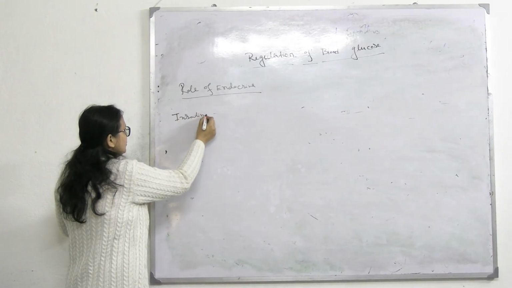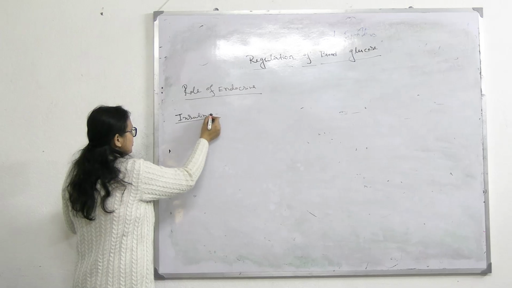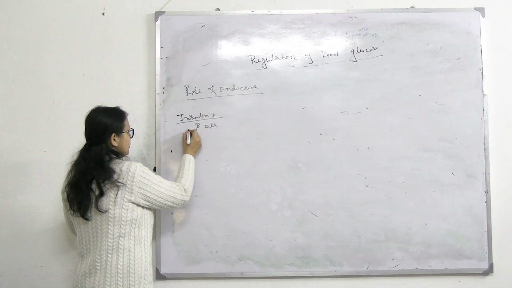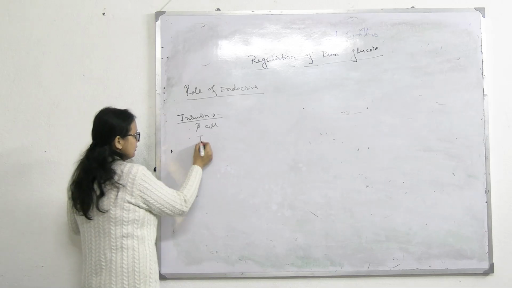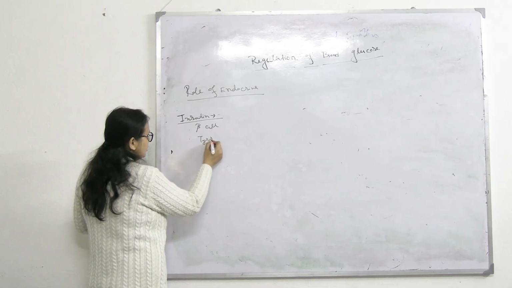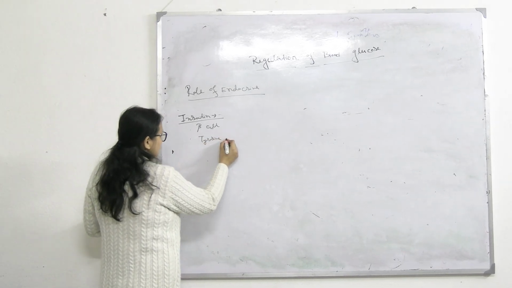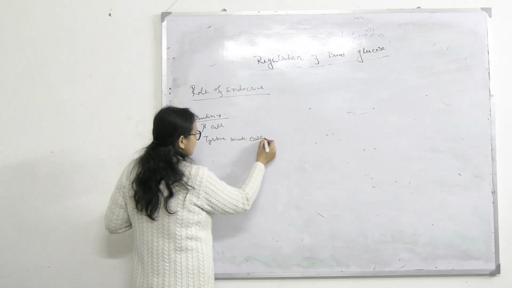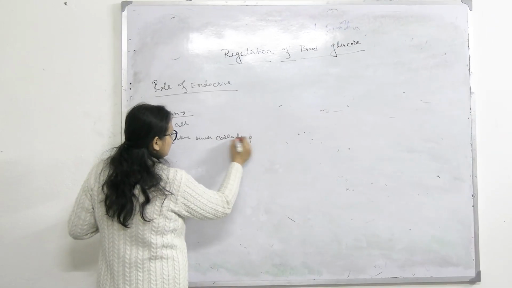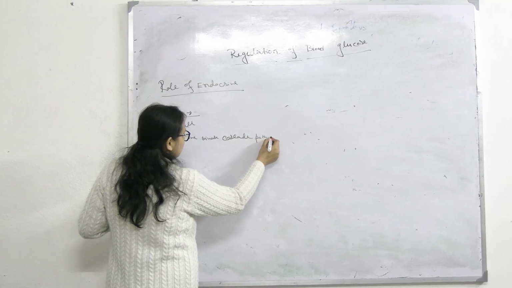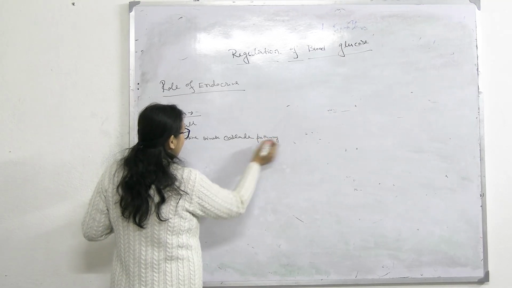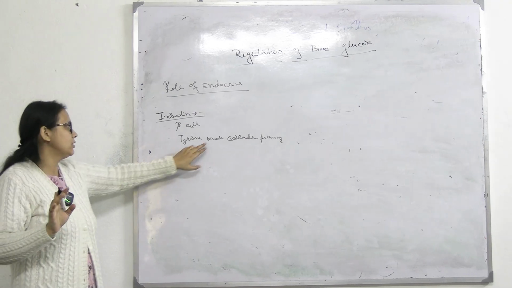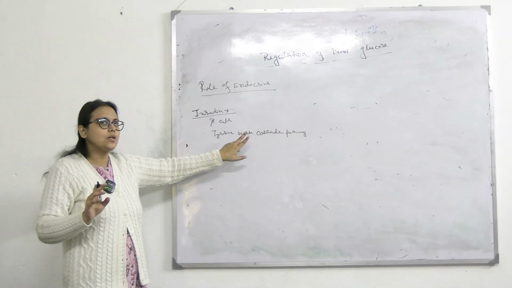Role of insulin. Insulin is also a peptide hormone secreted from beta cells of the pancreas. It acts via the tyrosine kinase cascade pathway. This is also a name of a signaling pathway, that is, a mechanism of hormonal action. You will read in detail.